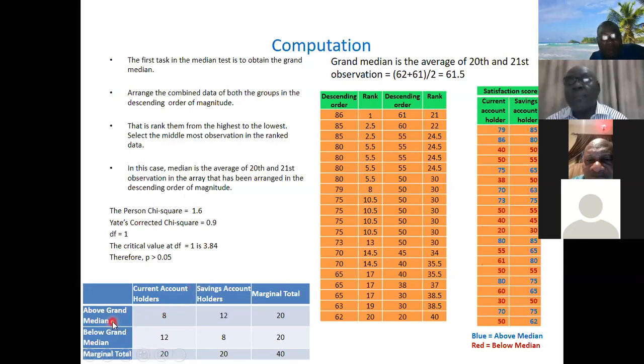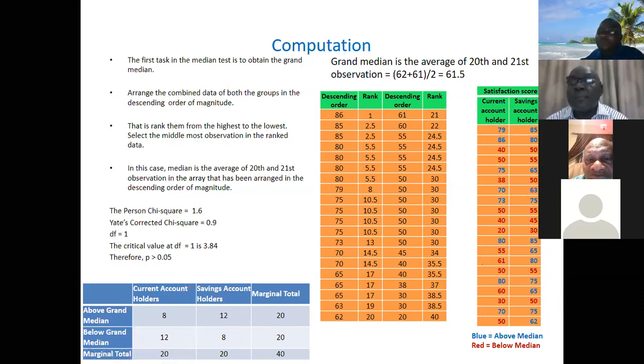Current account: above the median, 8; below the median, 12. If you now count for savings account, the ones that are above the median: 1, 2, 3, 4, 5, 6, 7, 8, 9, 10, 11, 12. 12 of them. The remaining 8 are below the median. You can see savings account: above the median, 12; below the median, 8. It gives you a 2 by 2 table. That is what the median does for you.